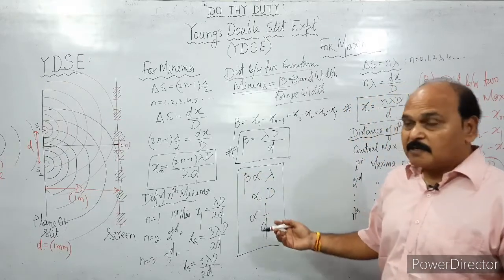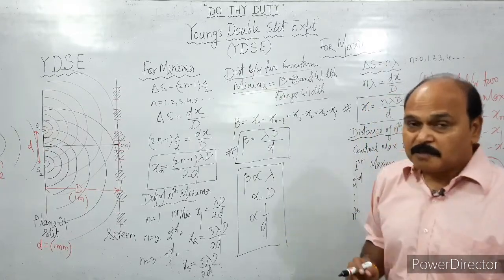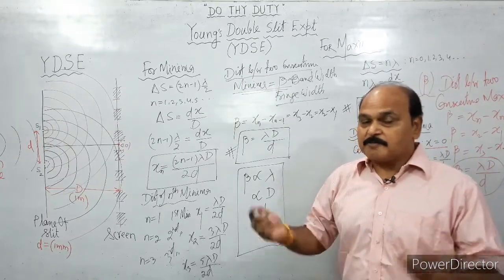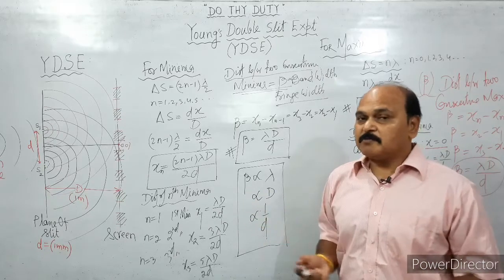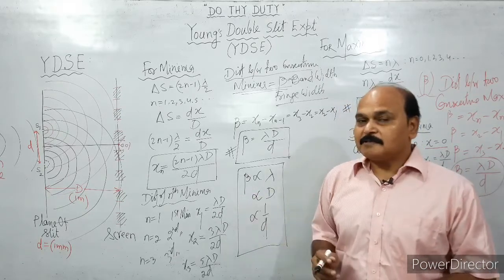That is why in YDSE this distance is very, very small, 1 millimeter. Otherwise the interference pattern might be formed, but it might not be visible to us. So the distance has to be as small as 1 millimeter.